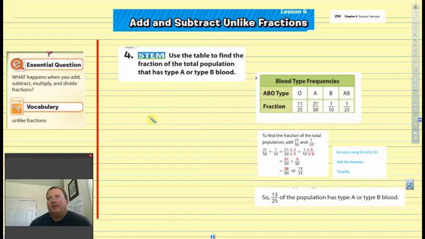Okay, but otherwise, when you go through life, you're going to see fractions, say, in cooking. You're going to see fractions in this case. Use the table to find the fraction of the total population that has type A and type B blood. Okay, so they call it a STEM, but basically this is science.